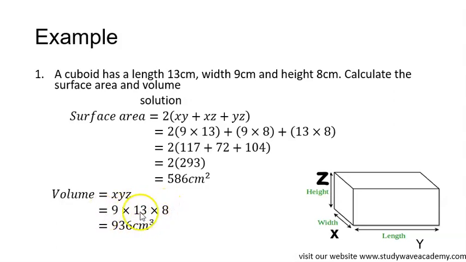So 9 times 13 times 8 is going to give us what? When you multiply all this together, 9 times 13 times 8, you are going to have 936 centimeter cube, okay? Remember, the volume is always in cube. So we have 936 centimeter cube as the volume. Do you understand? So the surface area is 586 centimeter square and the volume is 936 centimeter cube. Do you understand that?